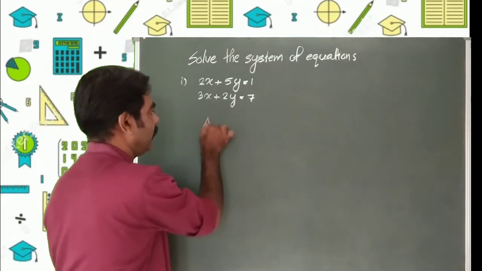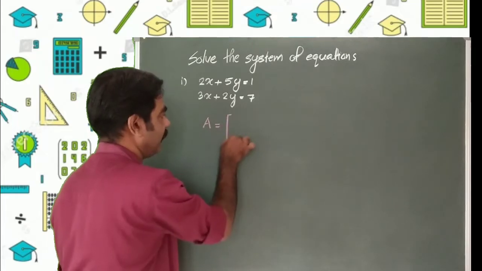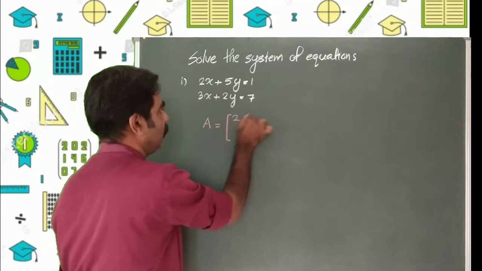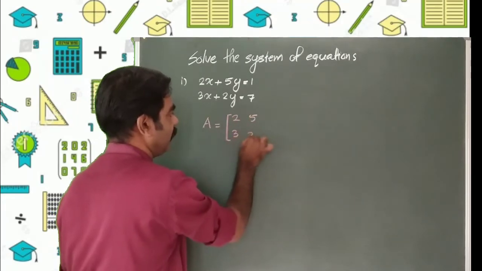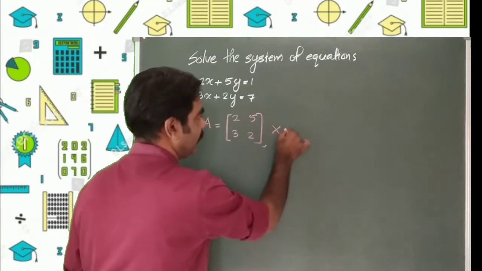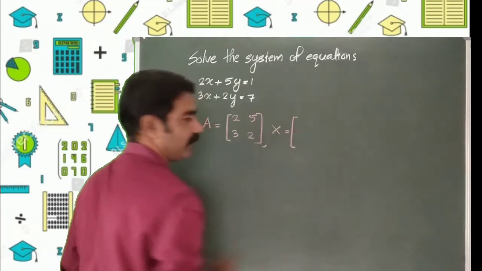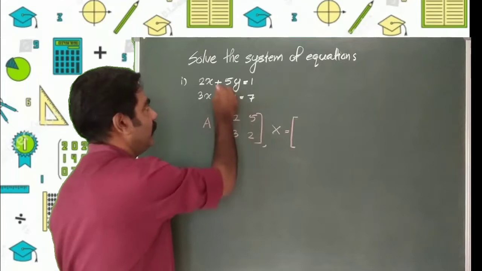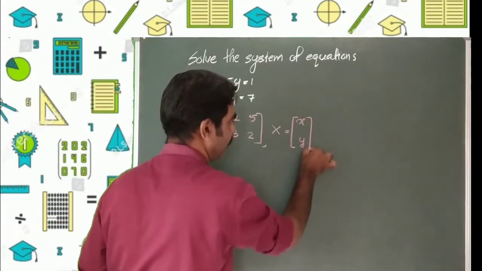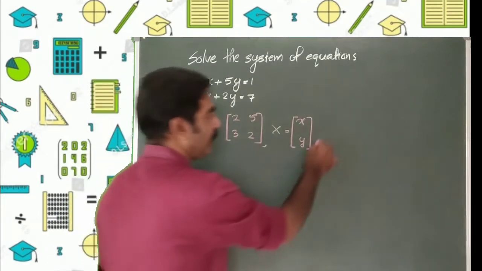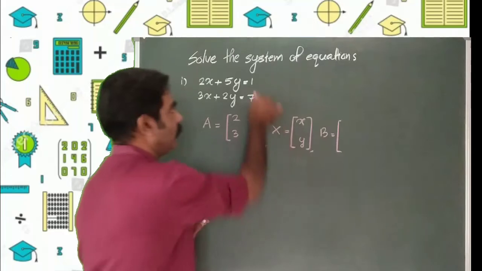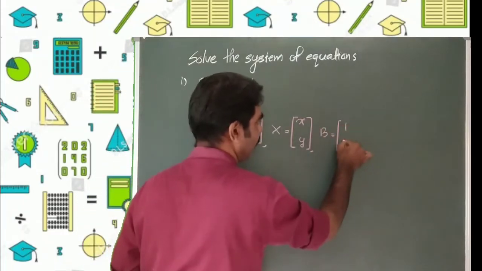So first you write the matrix A. A is the matrix with the coefficients, that is 2, 5, 3 and 2. Then we write the matrix X, the matrix with the variables. X and Y are the variables, so it is a column matrix, X Y. And then a matrix B, a column matrix with the constants, which are 1 and 7.